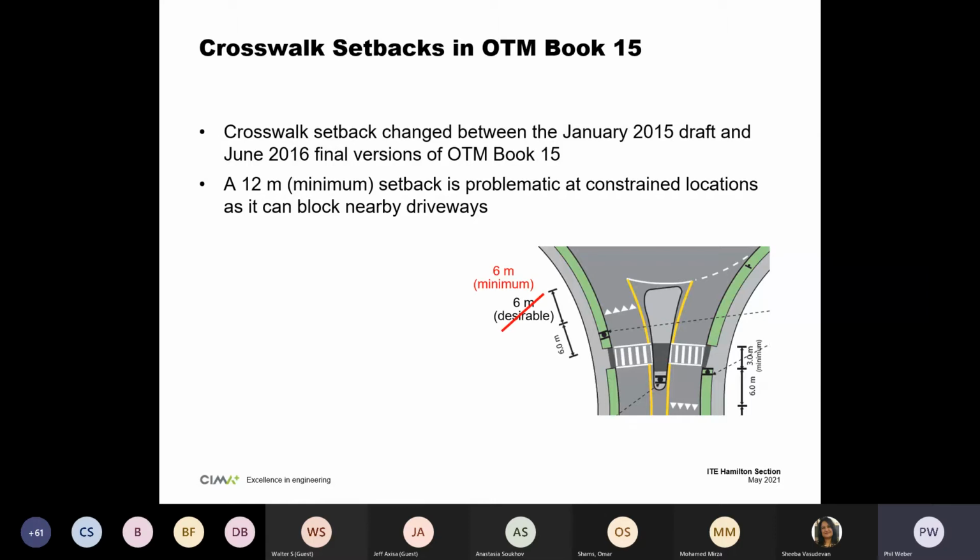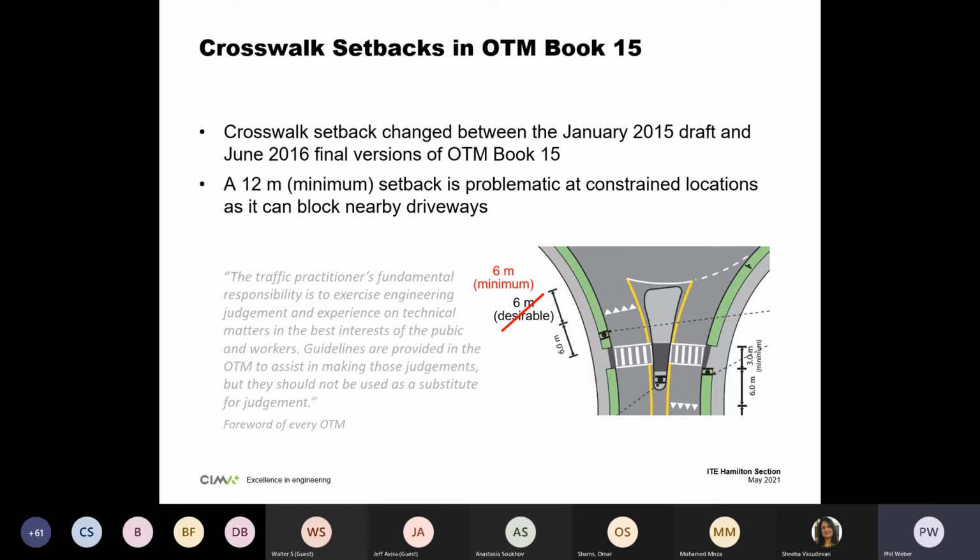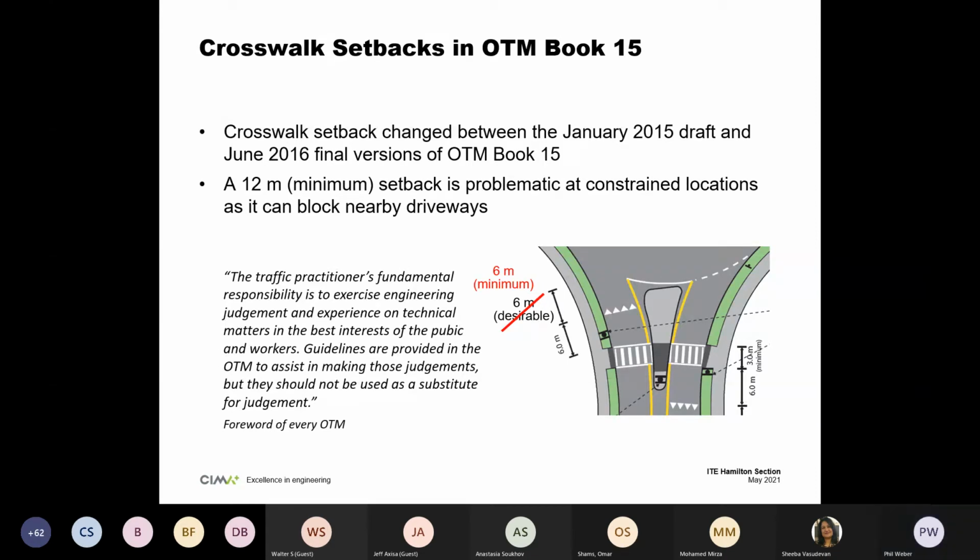And then in the final version, that 6-meter desirable was changed to 6-meter minimum. A 12-meter minimum setback is problematic at constrained locations as it can block nearby driveways. But it's important to note that the foreword of every OTM does say that the OTMs are guidelines, and they should not be used as a substitute for judgment.